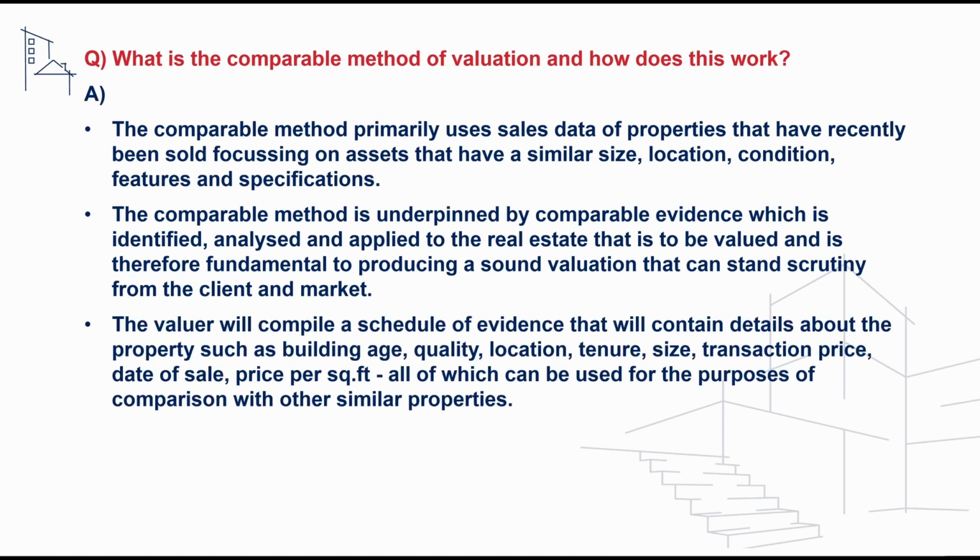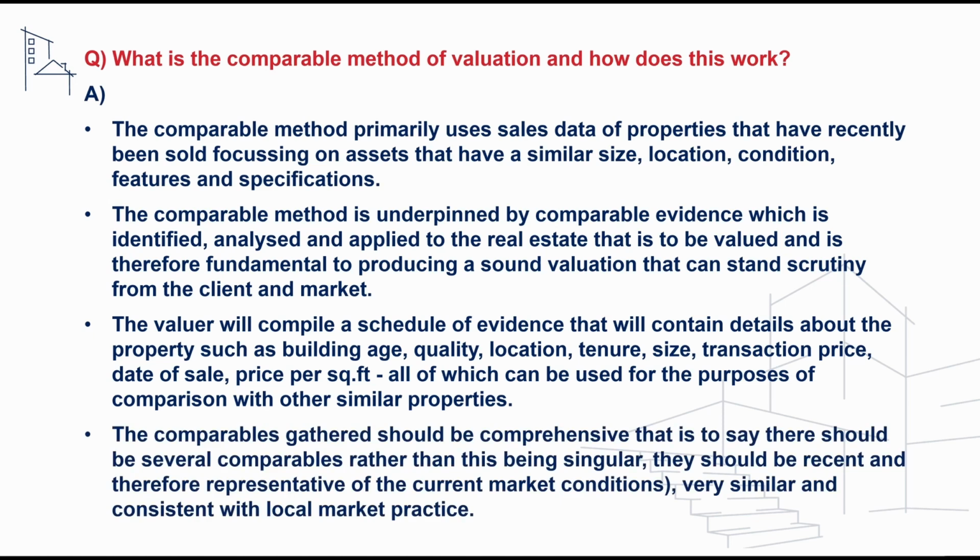The valuer will compile a schedule of evidence that will contain details about the property such as its building age, quality, location, tenure, size, transaction price, date of sale and price per square foot, all of which can be used for the purposes of comparison with other similar properties. The comparables gathered should be comprehensive, and that is to say that there should be several comparables rather than these being singular. They should be recent and therefore representative of the current market conditions.